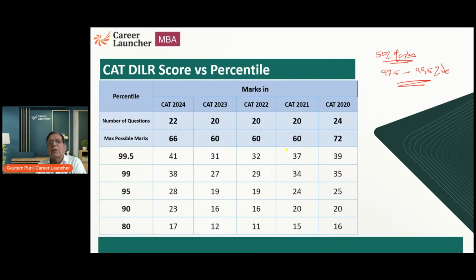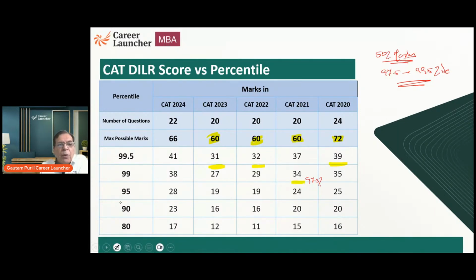Look at 50% marks in each of the years. CAT 2020, it was a 72 mark paper, 50% will be 36. You will be above 99. CAT 21, 60 mark paper, CAT 22, 60 mark paper, CAT 23, 60 mark paper, 50% is 30 marks. In CAT 2021, at 30 marks, you would be something like a 97.5 percentile, while in the other years, CAT 2020, CAT 22, CAT 23, you will be somewhere around 99.23 percentile.